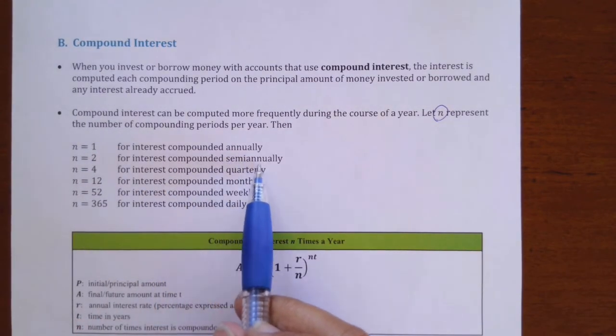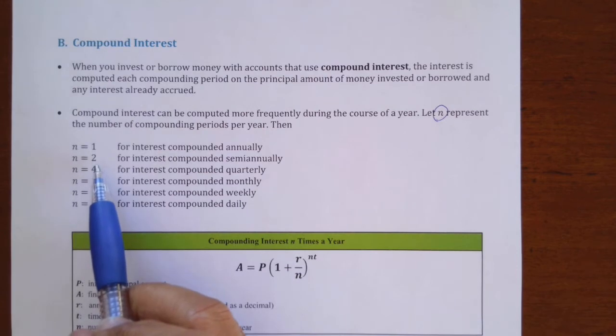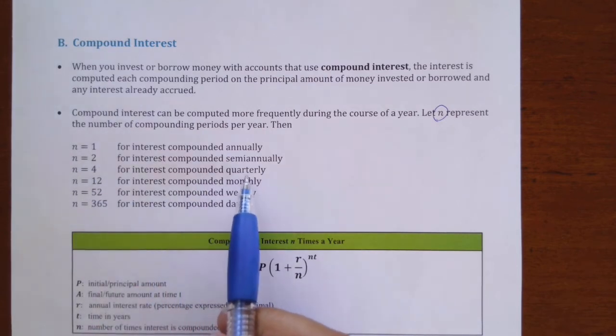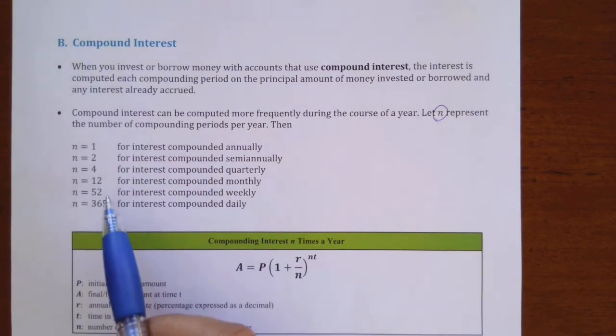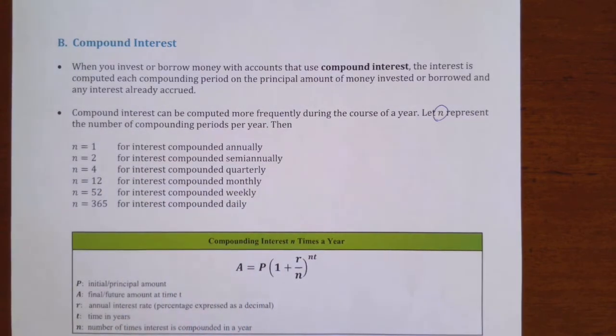If interest is compounded semi-annually, that would be twice a year. If your interest is compounded quarterly, that happens 4 times a year. Monthly would happen 12 times a year. Weekly, 52, and then daily, 365.